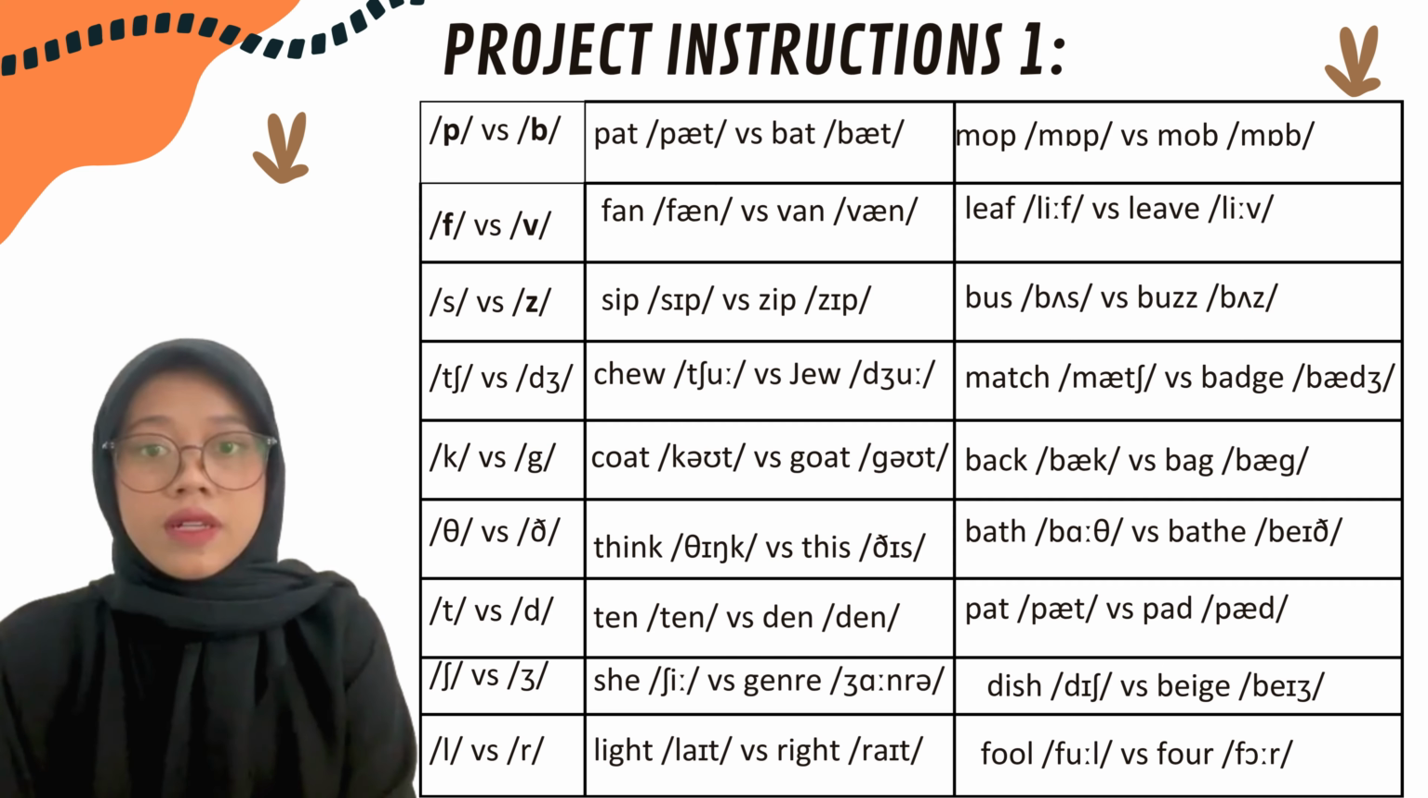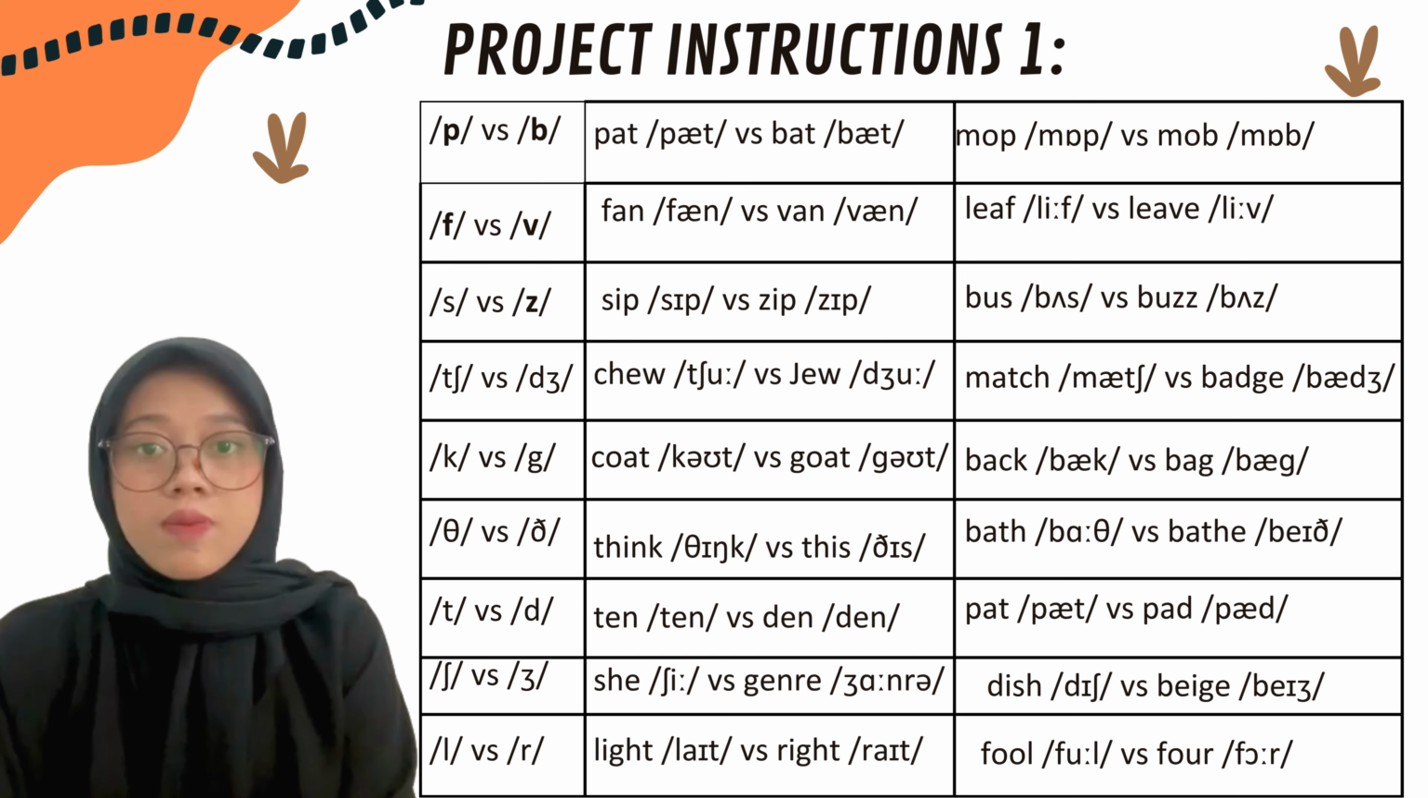And then the fifth, pair sound K versus G. Initial position: coat versus goat. Final position: back versus bag. And then the sixth is pair sound th versus th. Initial position is thin and this. Final position: breath versus breathe.